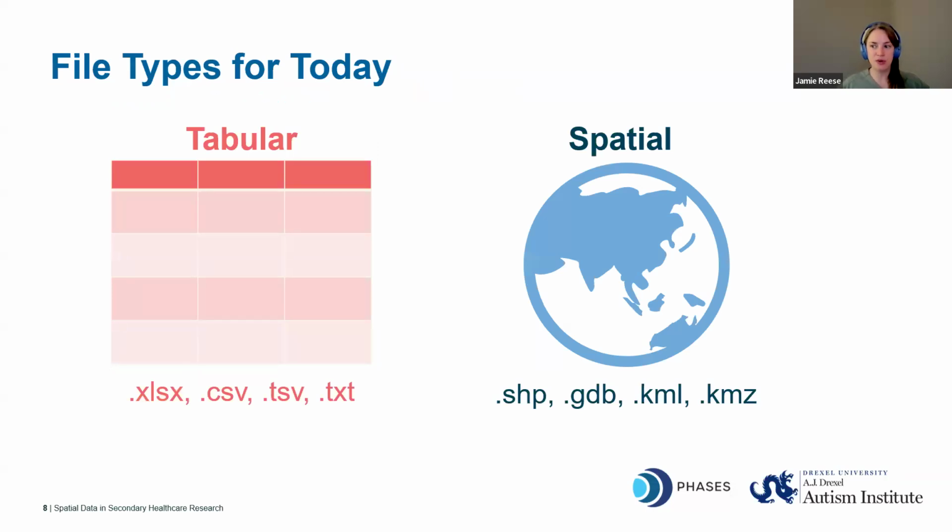In order to go through this activity today, we're going to be talking about two different file types. One is tabular, something that would look like an Excel spreadsheet. One is spatial, something that can be drawn in software like ArcGIS. There are different file extensions that you might see for each of those, and I've given you a few here.